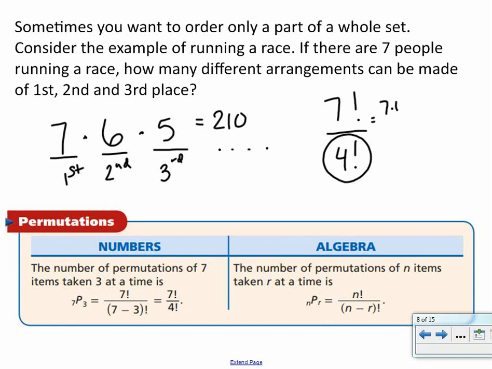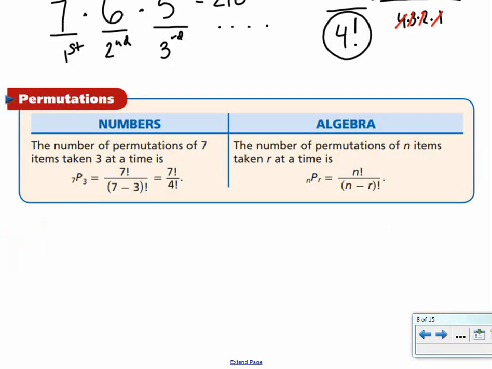If you multiply that out, I'll show you what it looks like. This would be 7 factorial. This would be 4 factorial. And then you'll notice the numbers 4 through 1 appear in both the numerator and the denominator, and those cancel out. So you're just left with what you got when we did our fill in the blank example. Here is a formula that can be used to find permutations.